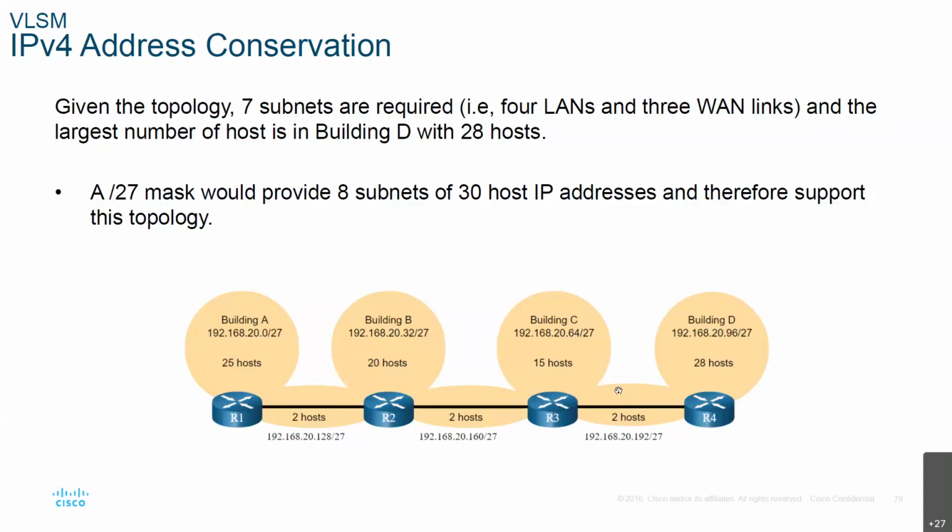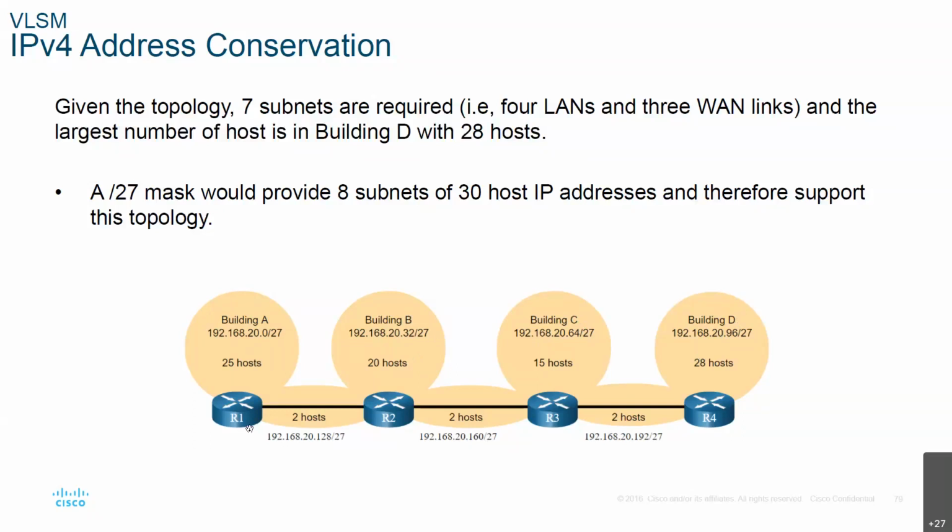The question is, if you have a network here which can have 2 to the power of 5 minus 2, how many devices can we have? 2 to the power of 5 is 2 times 2, 4, 8, 16, 32. So 30 devices here, 30 devices here, 30 devices here, 30 devices here.